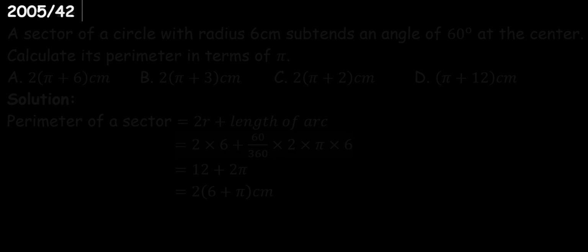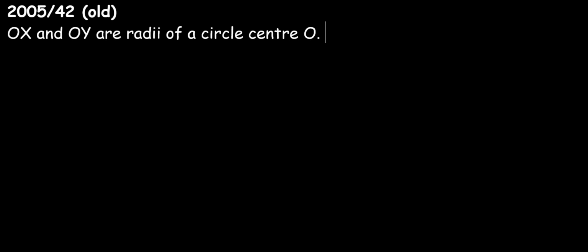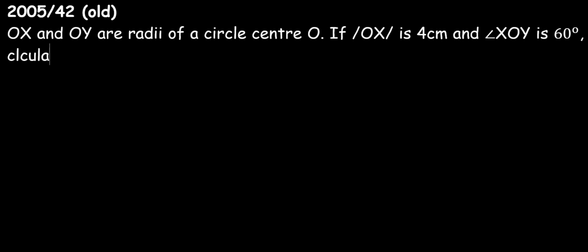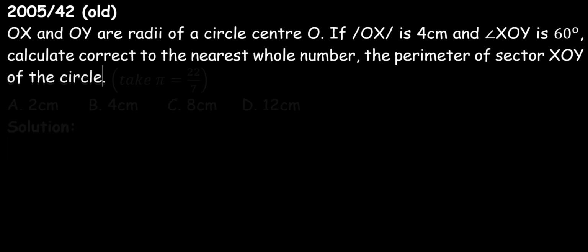Another example, 205/42 odd. OX and OY are radii of a circle center O. If OX is 4 cm and angle XOY is 60 degrees, calculate, correct to the nearest whole number, the perimeter of the sector XOY of the circle. Take pi equals 22 over 7. The options are given. Solution.